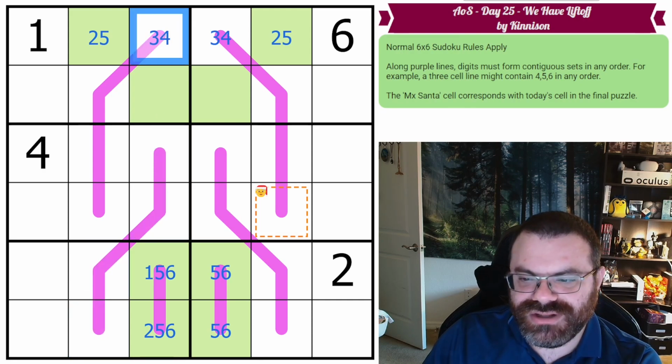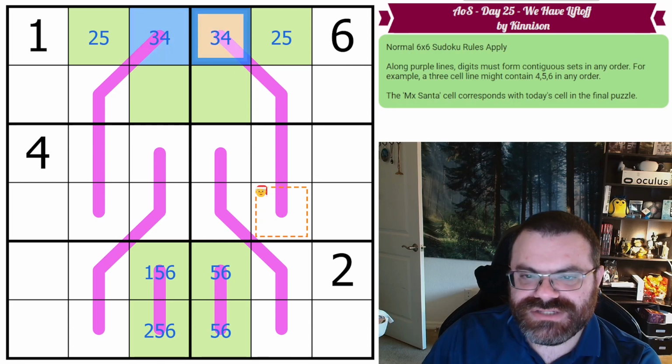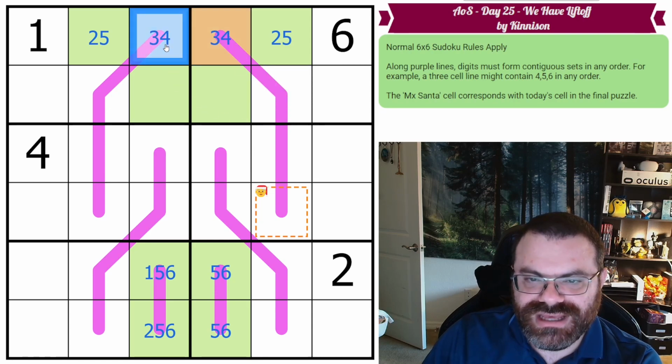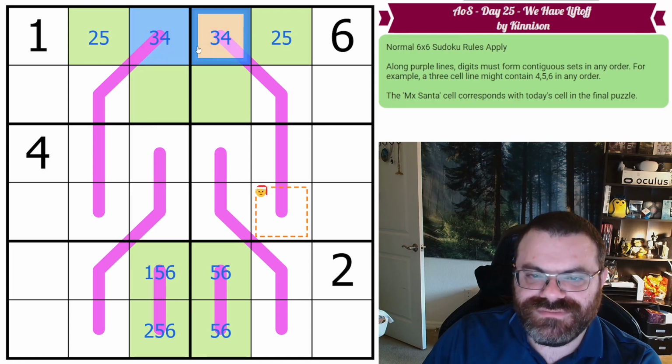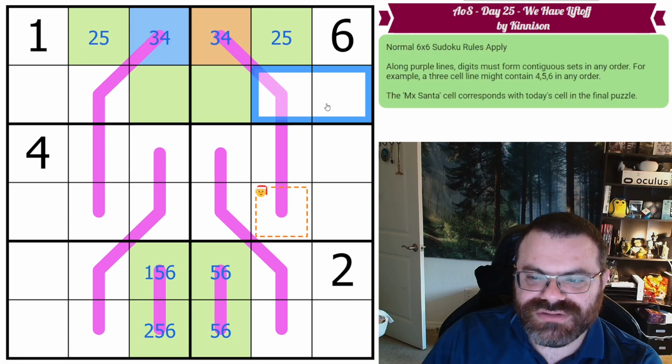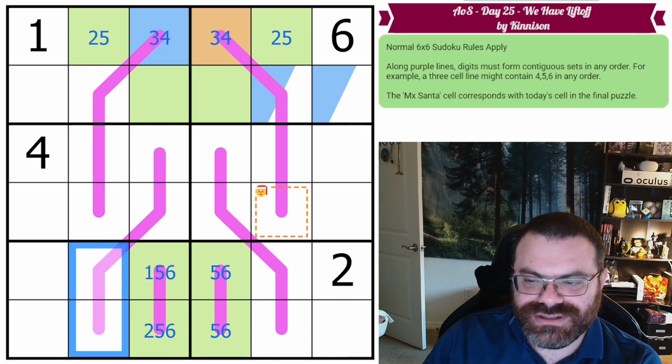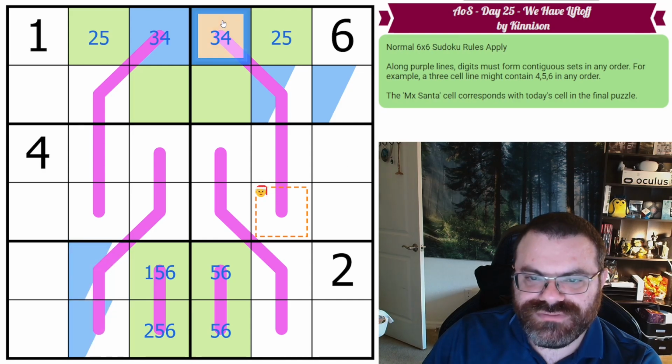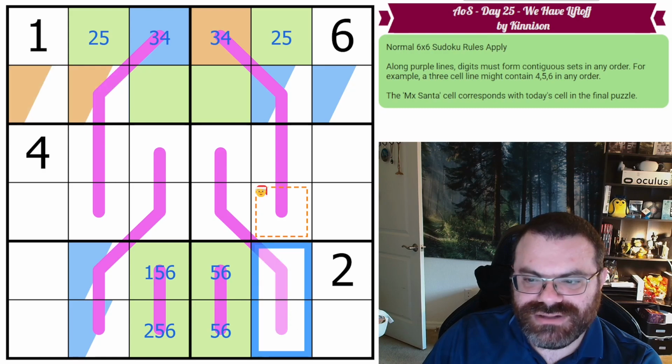I'm actually going to do a little bit of coloring here. I'm going to make this flavor of 3, 4 blue, and this flavor of 3, 4 orange. And so we don't know whether blue is 3 or 4 or orange is 3 or 4, but we know they're different from each other. So I can say that there's a blue 3, 4 somewhere over here and somewhere down here. And we know there's an orange 3, 4 somewhere over here and somewhere down here.